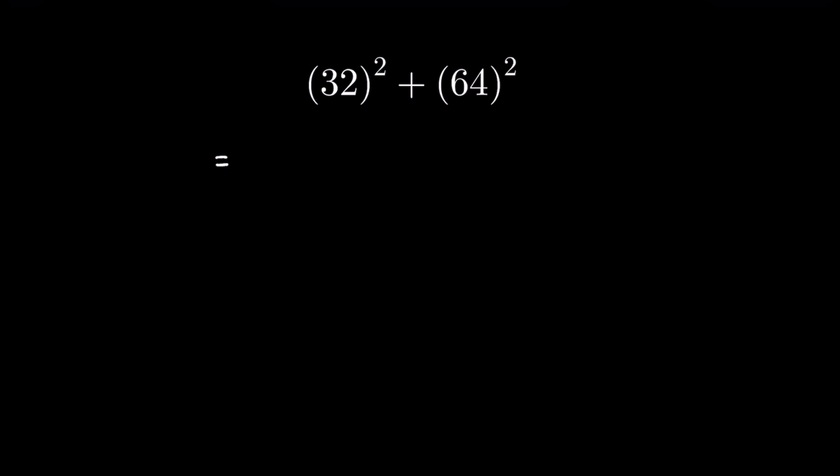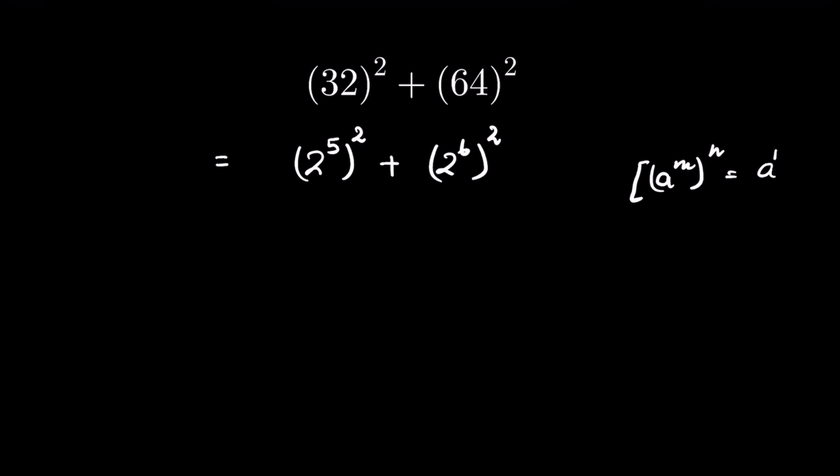So 32 can be written as 2 to the power 5 and then whole square, and 64 is 2 to the power 6 whole square. Now we have an identity where a raised to the power m and whole to the power n is equal to a to the power m times n. So this becomes 2 raised to the power 5 and whole to the power 2, which means 2 to the power 10, plus 2 to the power 12.